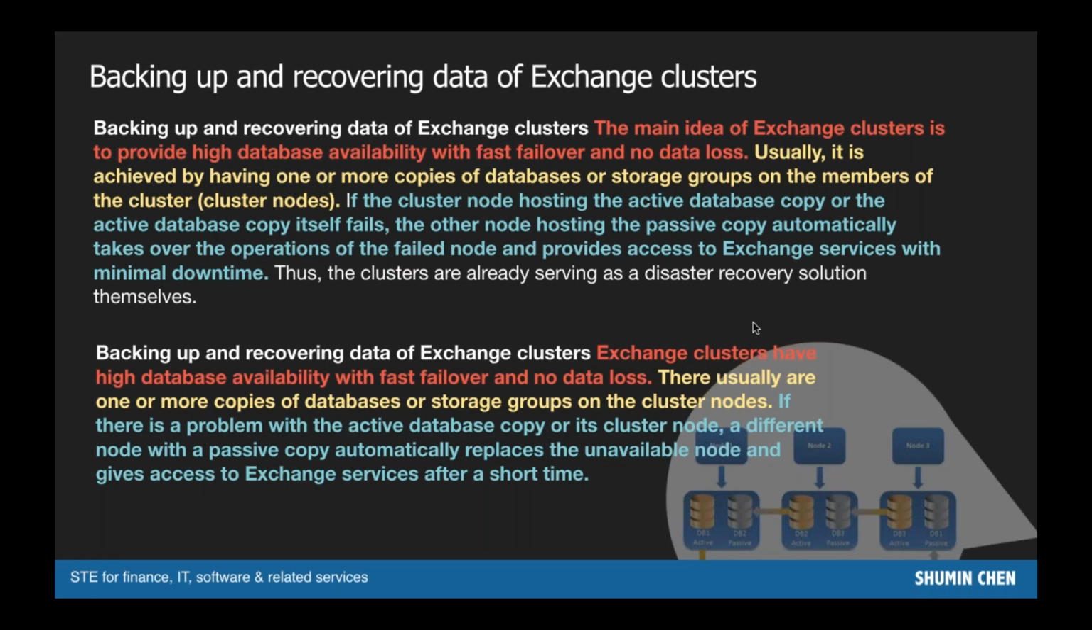Okay, so this is the kind of simplified English writing that we would normally do for our clients. And also seeing that many of the sentences that you could see here are overlapping or redundant, so then you don't see the sentence being shown in the rewrite, because it's already covered. So if there is a problem with the active database copy or the cluster node, a different node with a passive copy will replace the unavailable node.